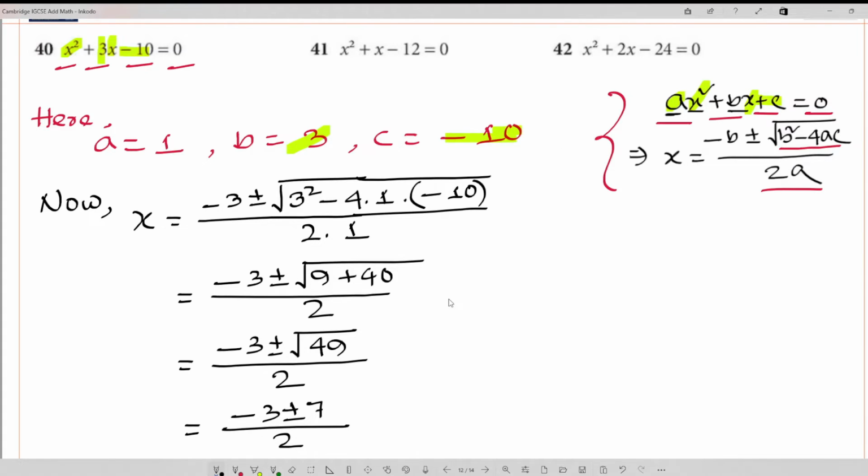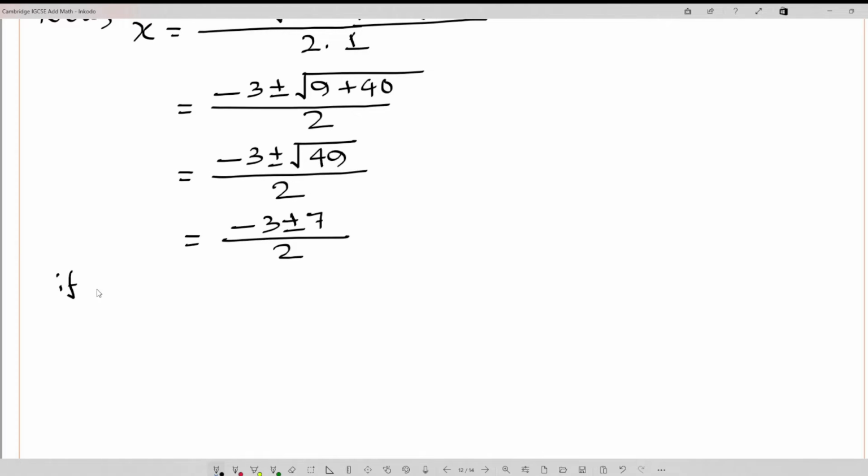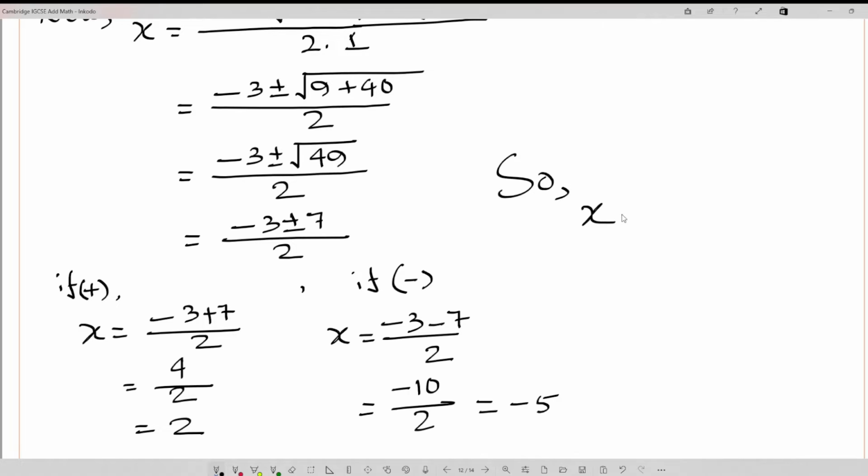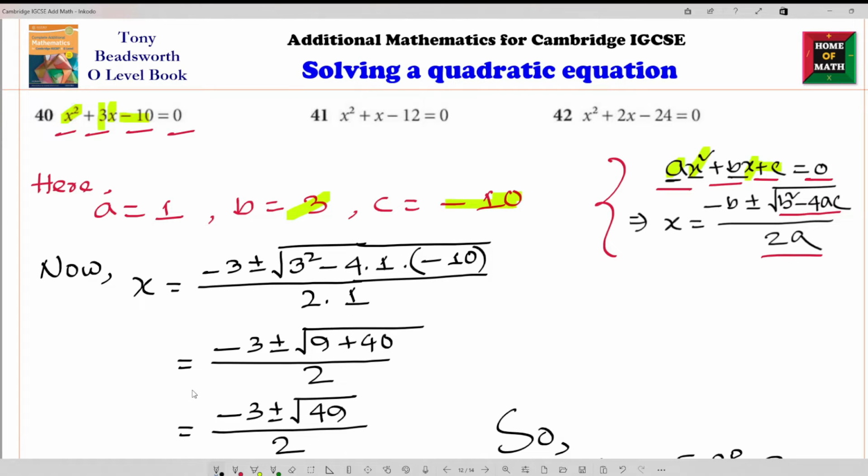So what will be the answer? If positive, or we can say plus, then x equals minus 3 plus 7 divided by 2, it means minus 3 plus 7 is 4, divided by 2, the result is 2. Similarly, if minus, in that case x equals minus 3 and this plus or minus will become minus 7, divided by 2. So minus 3 minus 7 means minus 10, divided by 2, the result is minus 5. Okay. So we can say x equals minus 5 or 2. Okay. Very easy. We did it ourselves.